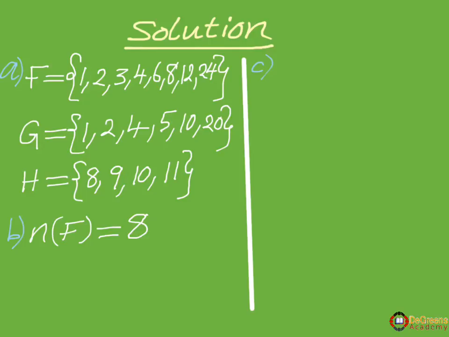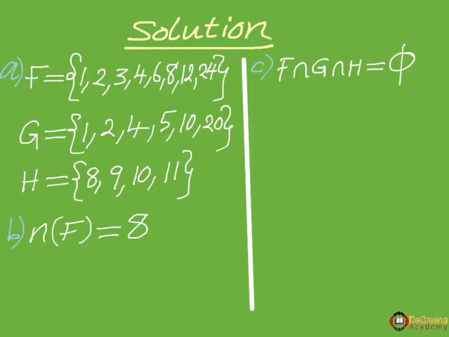C, for us to draw the Venn diagram, we discover that we have 3 sets F, G, and H. So we need to know whether the sets intersect. The first thing is we look for the intersection of those 3 sets, F intersection G intersection H. We look at those elements, discover that there are no elements found in all 3 sets. Therefore, that intersection is an empty set.